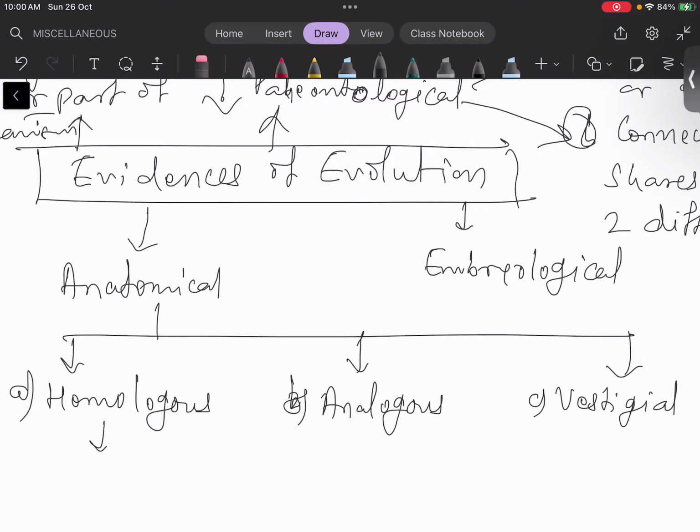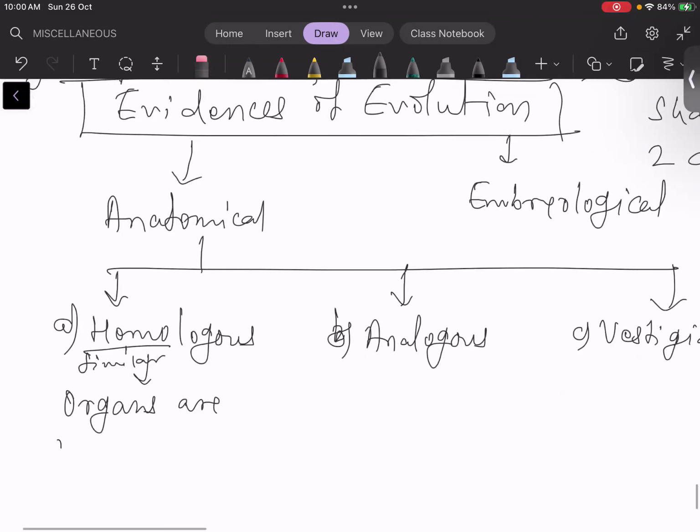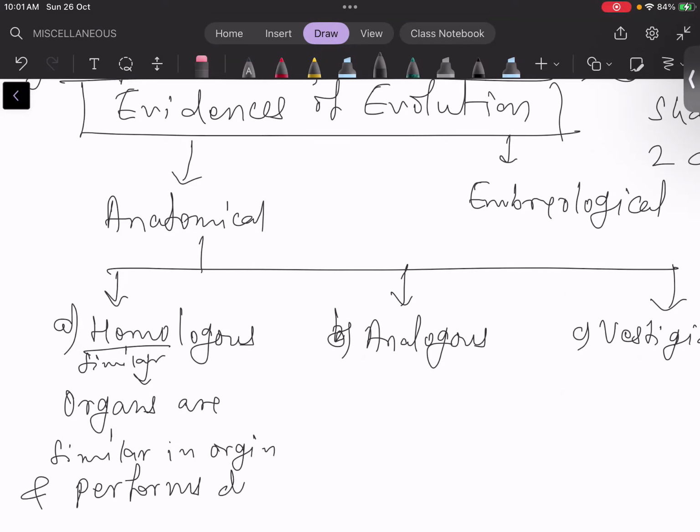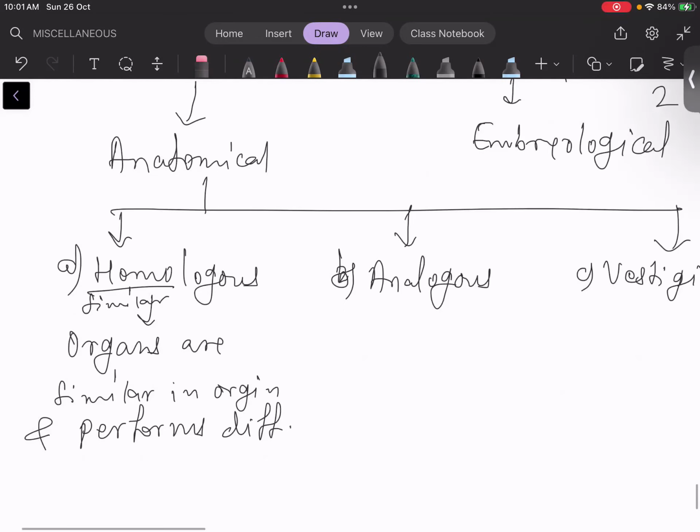Homo means similar. Organs are similar in origin and perform different functions. They are called homologous organs.